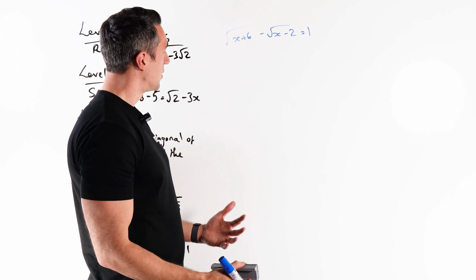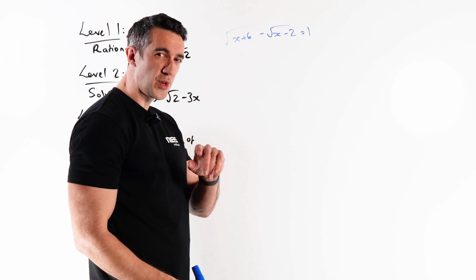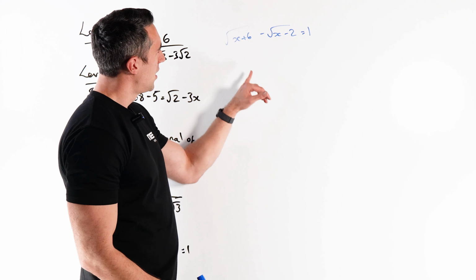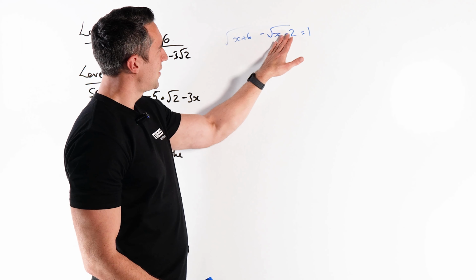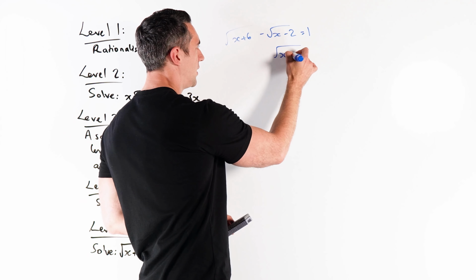That might be one option. We say, well, that would help get rid of some square root signs. But I wouldn't say it's the easiest one. It will work. You can give it a go. Let me know in the comments how you get on with that. What I would do, I would move this root x minus 2 to the other side first, because it's going to make things a little bit simpler.